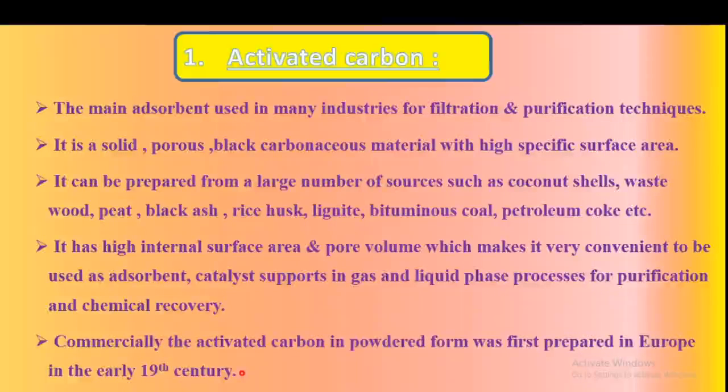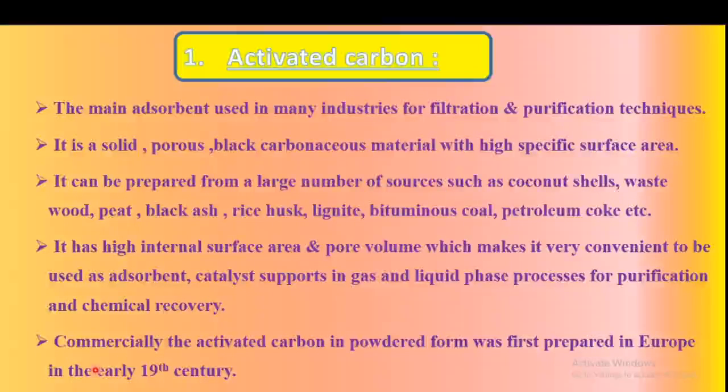The commercially activated carbon in powdered form was first prepared in Europe in the early 19th century.